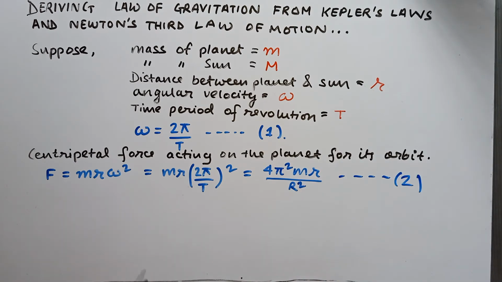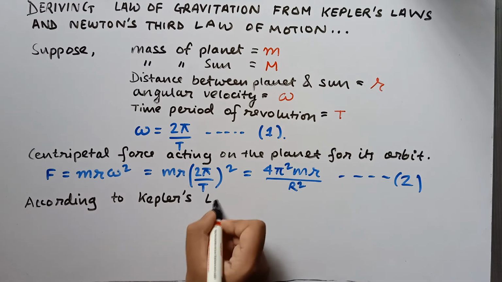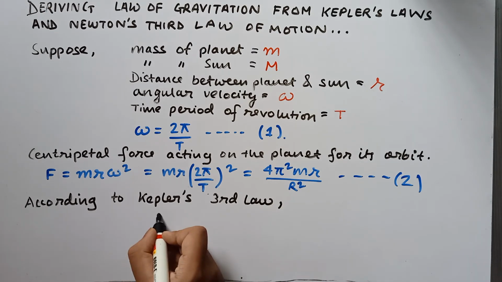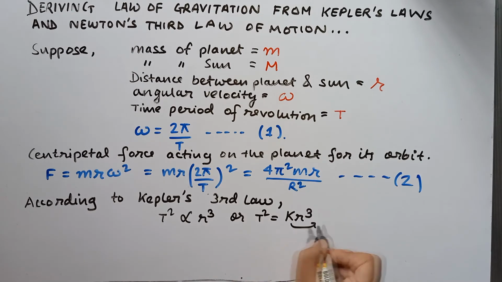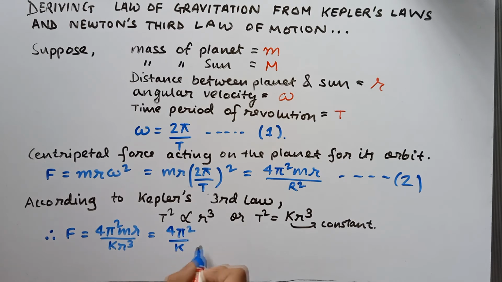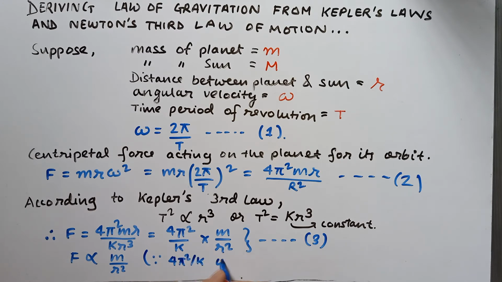Now, according to Kepler's third law of planetary motion, the square of the time period is directly proportional to the cube of the distance between the planet and the sun. So T squared is directly proportional to r cubed, and T squared is equal to k r cubed, where k is the constant. From equation 2, F equals 4 pi squared m r by k r cubed, and just separating the two terms, we get this as equation 3. Now 4 pi squared by k is a constant value, since k is constant.